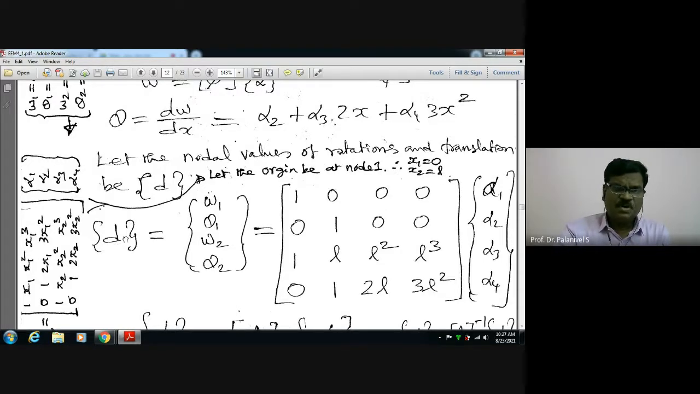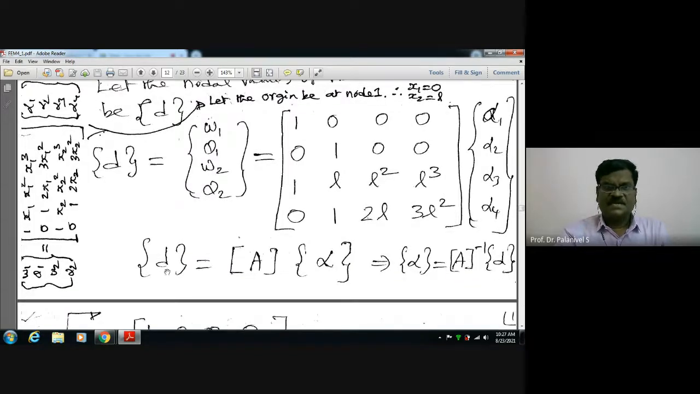Therefore, the nodal degree of freedom vector d_u is equal to w1, theta 1, w2, theta 2. You substitute: wherever x1 is there, substitute 0, so we get 1, 0, 0, 0, 0, 1, 0, 0. Wherever x2 is there, substitute L. So we obtain this matrix, multiplied by the generalized coordinate vector alpha 1, alpha 2, alpha 3, alpha 4. That is nothing but d_u equal to matrix capital A into generalized coordinate alpha.